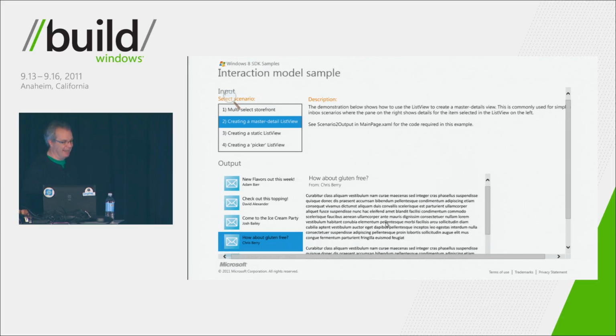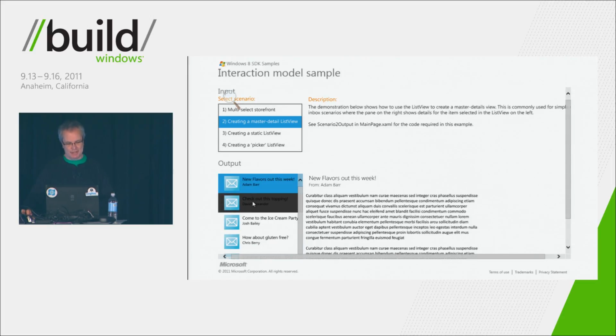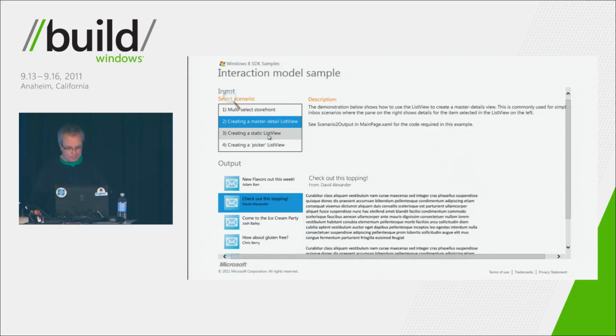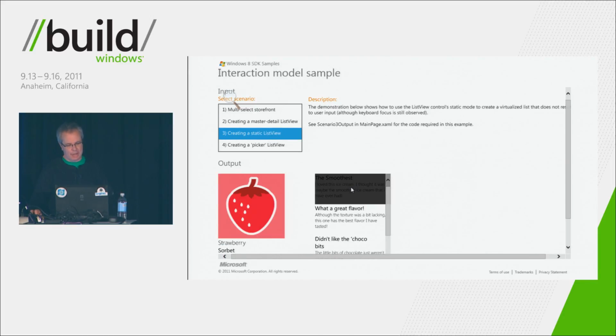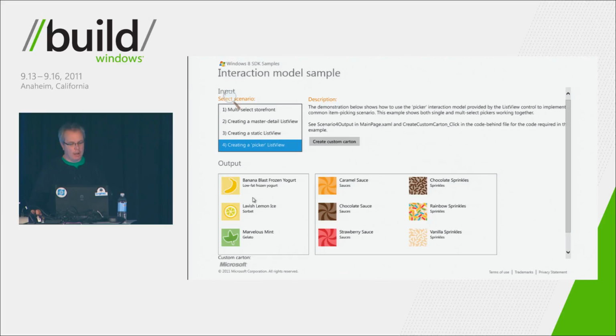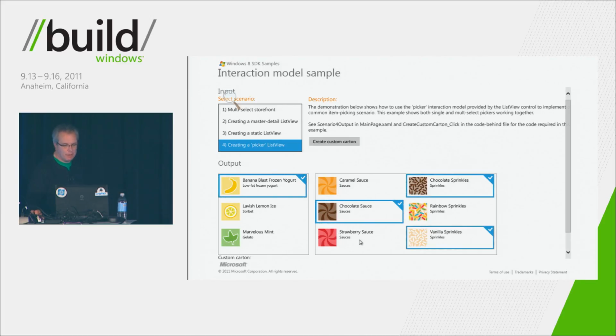Unfortunately, the Latin in the body of the text stays the same, so you only see the title change, but actually everything is changing. Then also I just had to do things like static list views, or how to create picker list views like this. So if I'm an ice cream place and I want to do banana yogurt with these three things on top of it, this is the sample that does it.